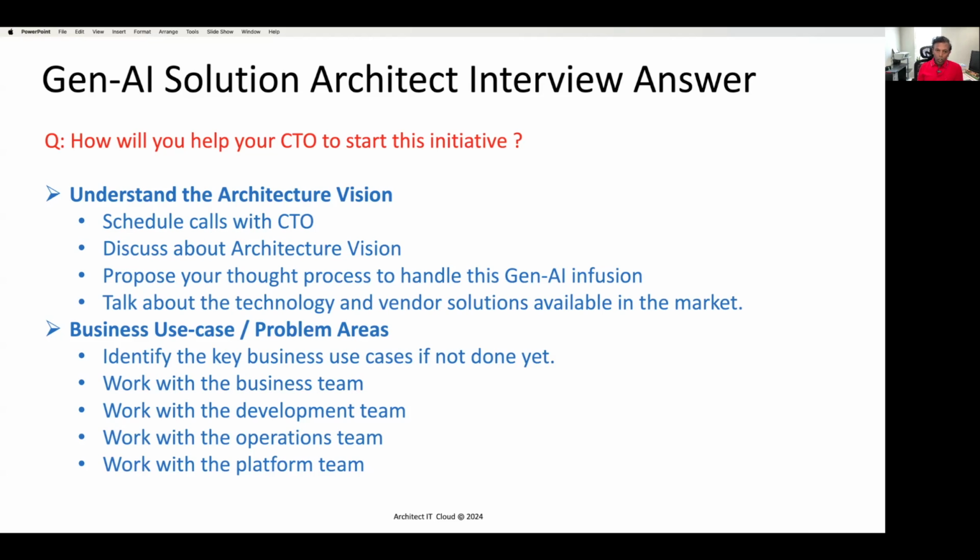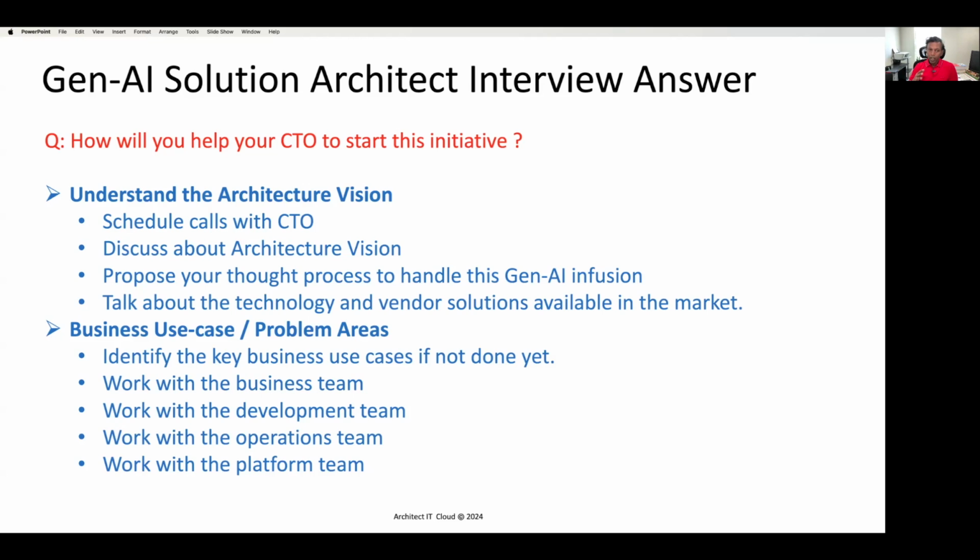And also, you must know about the vendor solutions. For example, if you take generative AI, there are multiple vendors available in the market. So make sure that you go through those vendor technologies. And if your organization has the particular vendor already chosen, get to know about that vendor and what are all the solutions provided by that vendor. Know all these things and go talk to the CTO and understand the architecture vision.